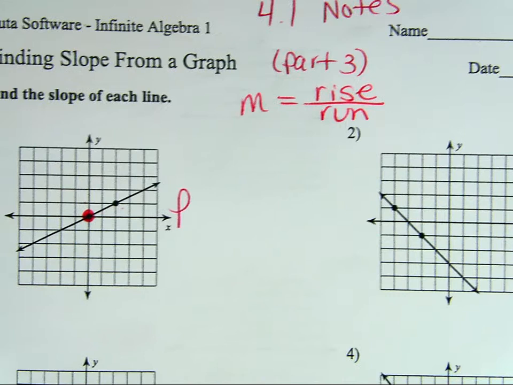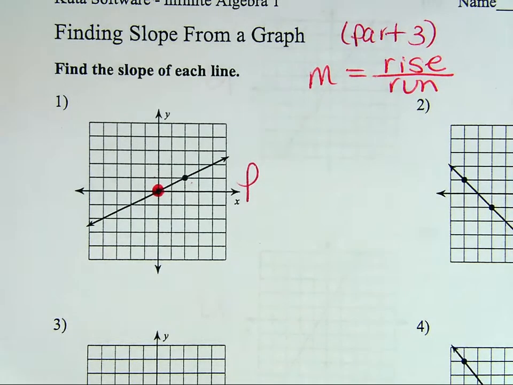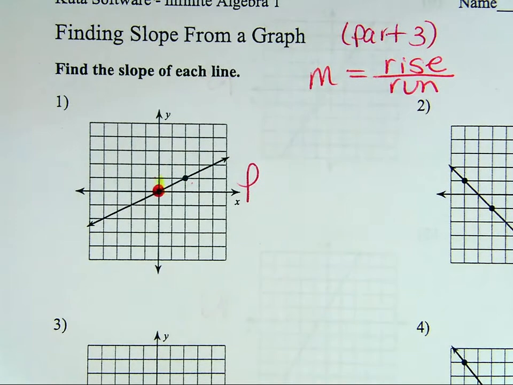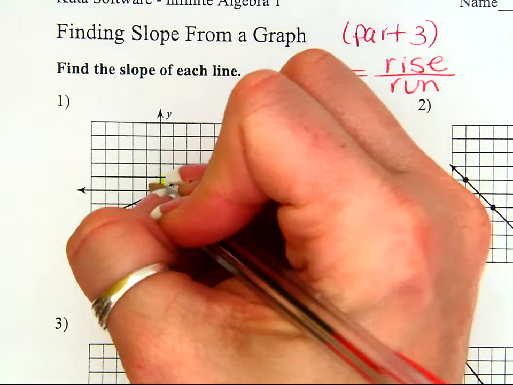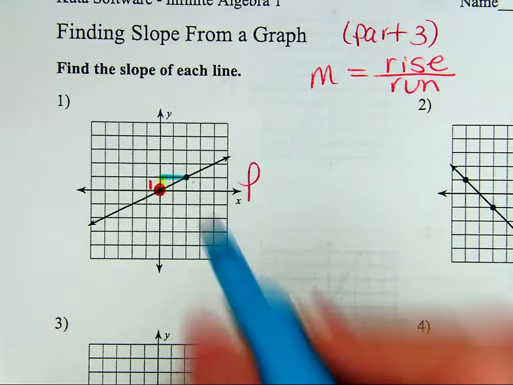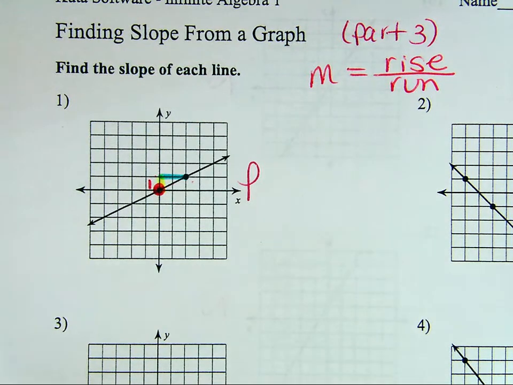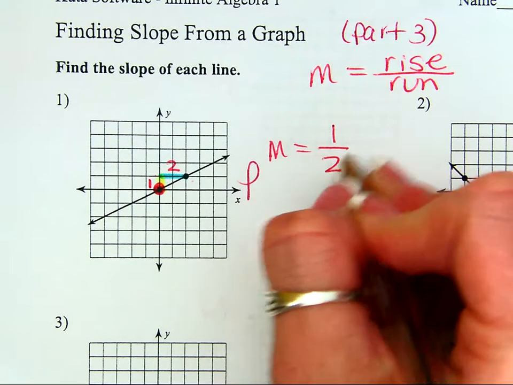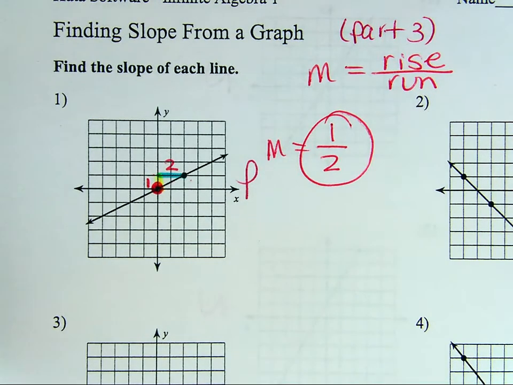And this is where maybe if you have 2 different colors, it could come in handy. I'm going to rise 1. I'm going to run 2. So if I have to put the rise over the run, and my rise is 1, and my run is 2, what's my slope?